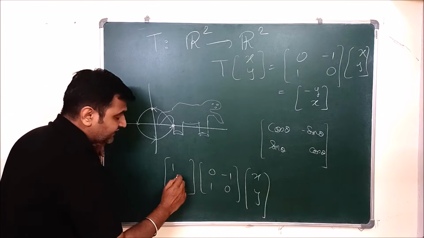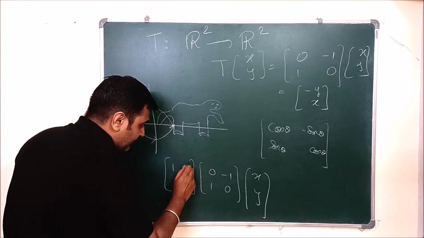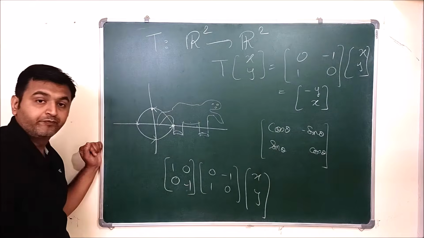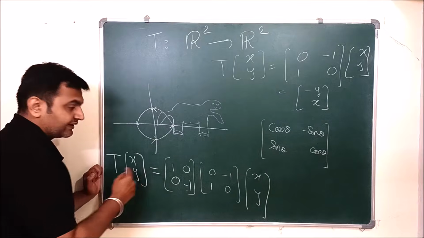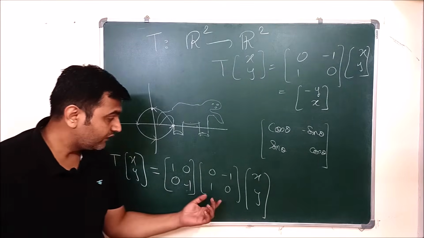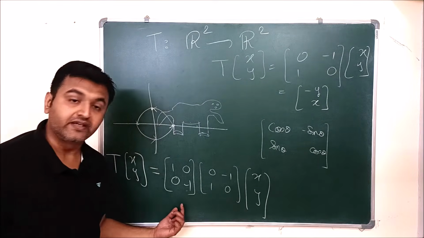What was the reflection matrix? It was x comma minus y, right? So 1, 0, 0, minus 1. If I define a map T of xy like this, then what will this do? First you rotate and then you reflect.